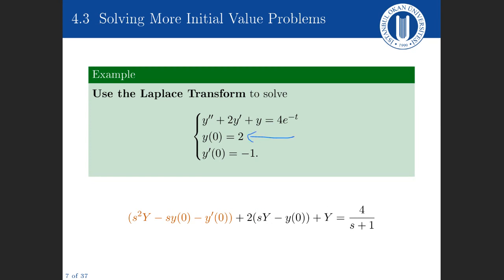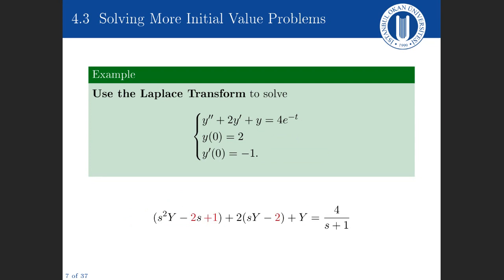We need to put the initial conditions in. Instead of y of 0, we replace this by 2. Instead of y prime of 0, we're going to replace this by minus 1. There we go.